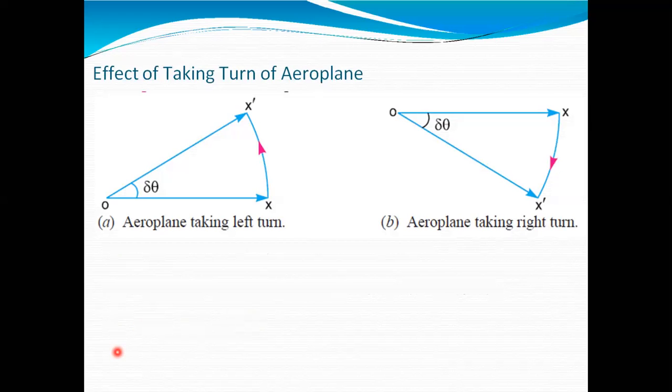Now see in this figure what conditions may arise here. The first condition when aeroplane is taking left turn, or the second condition when aeroplane is taking right turn.